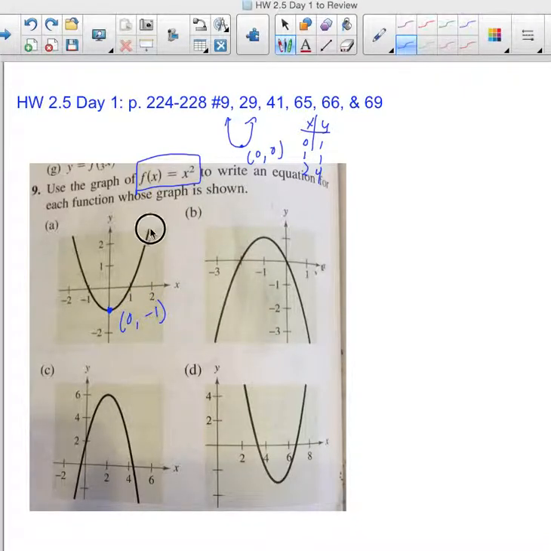So the only transformation that I can see on graph A is that this has been shifted down 1. To write the equation of the graph of f of x equals x squared that's shifted down 1, I simply have to subtract 1. So that would be the equation for graph A, y equals x squared minus 1.